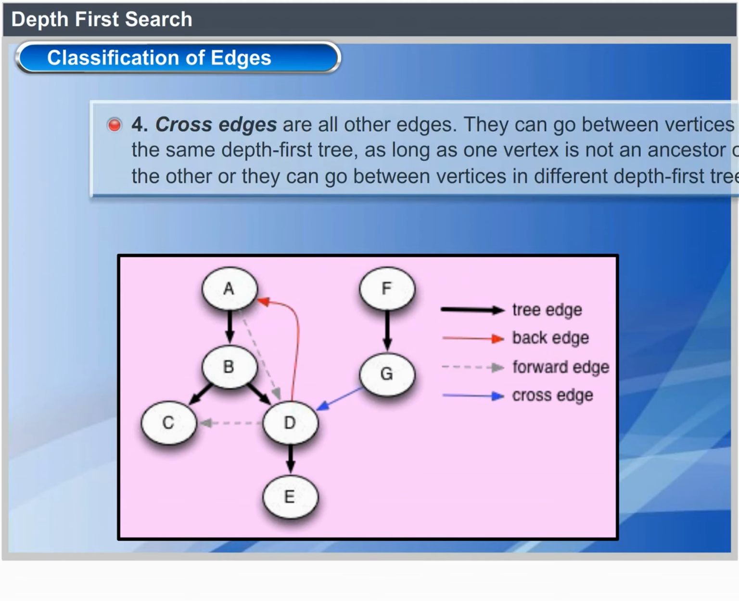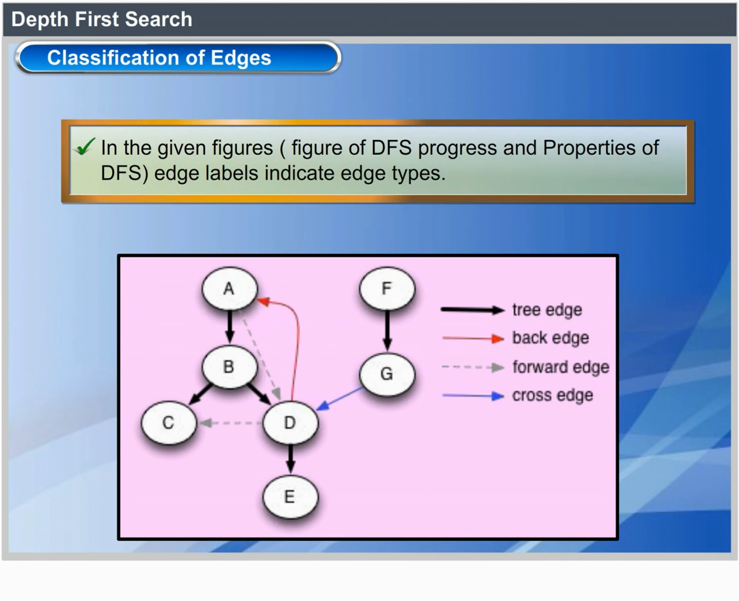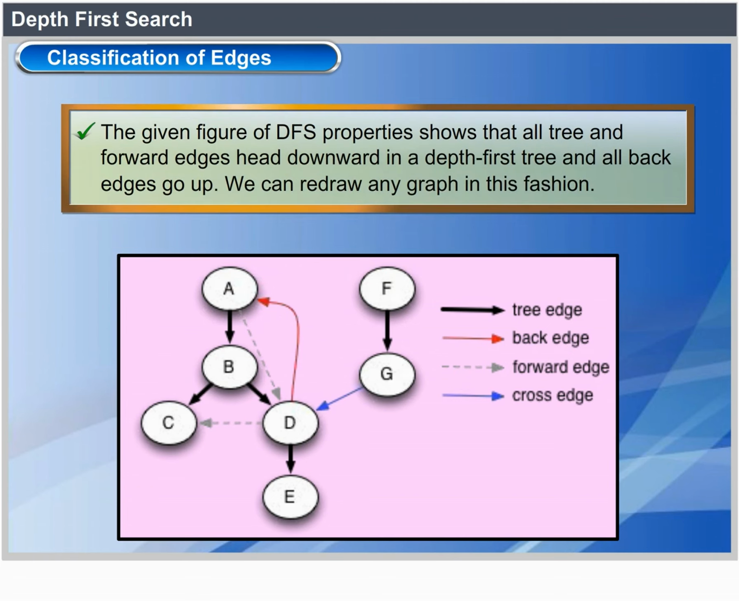They can go between vertices in the same depth-first tree as long as one vertex is not an ancestor of the other, or they can go between vertices in different depth-first trees. In any given figure of DFS progress and properties of DFS, edge labels indicate edge types. The given figure of DFS properties shows that all tree and forward edges head downward in a depth-first tree and all back edges go up. We can redraw any graph in this manner.